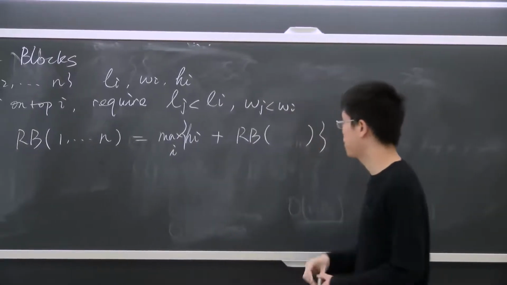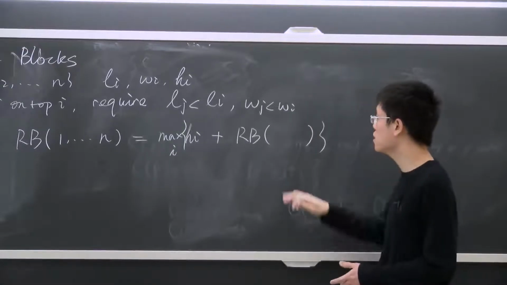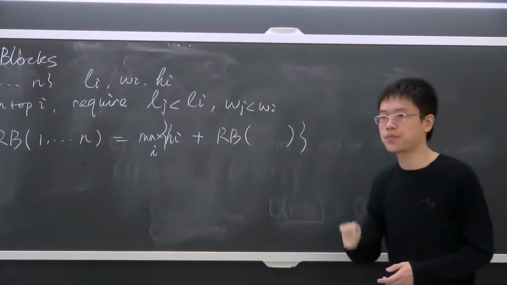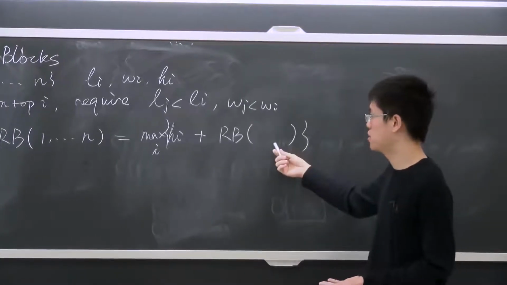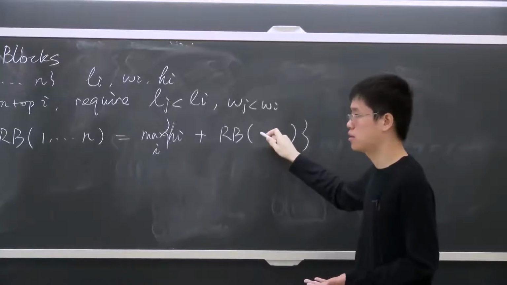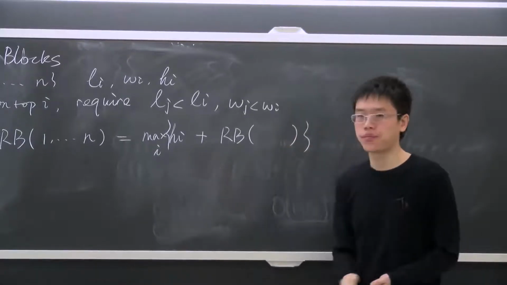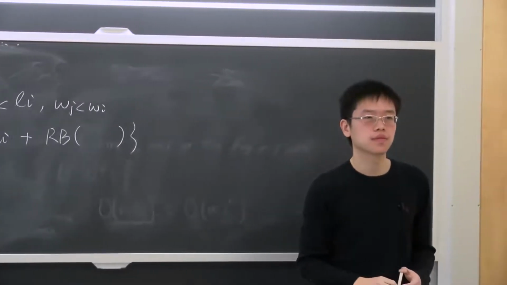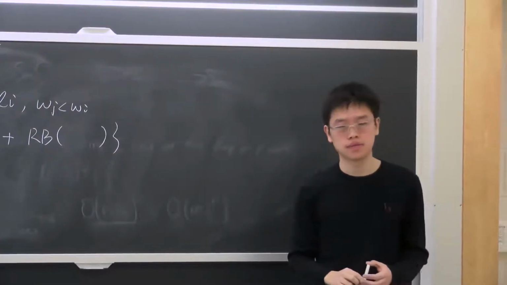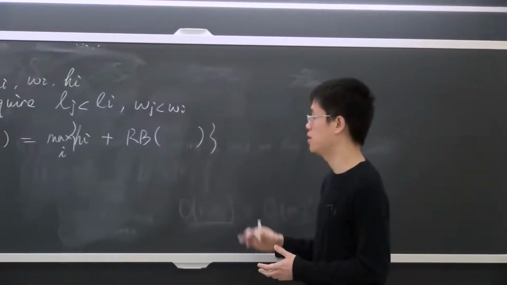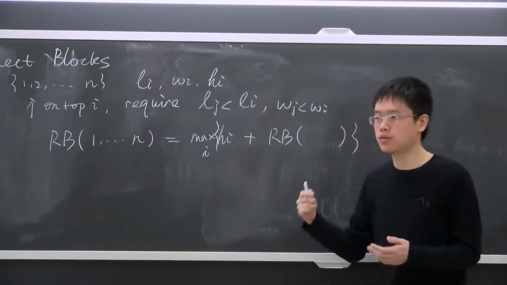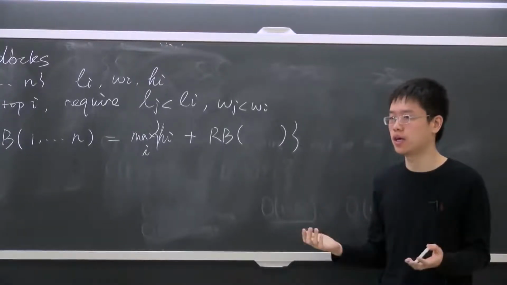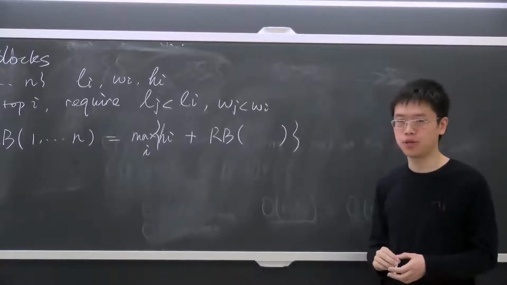So the difficulty here is this subproblem. Andrew said it's just everything except i. Is that the case? Go ahead. It's everything except i and anything wider or longer. Do you get that? Not only do we have to exclude i, we also have to exclude everything longer or wider than i. So that's actually a messy problem.